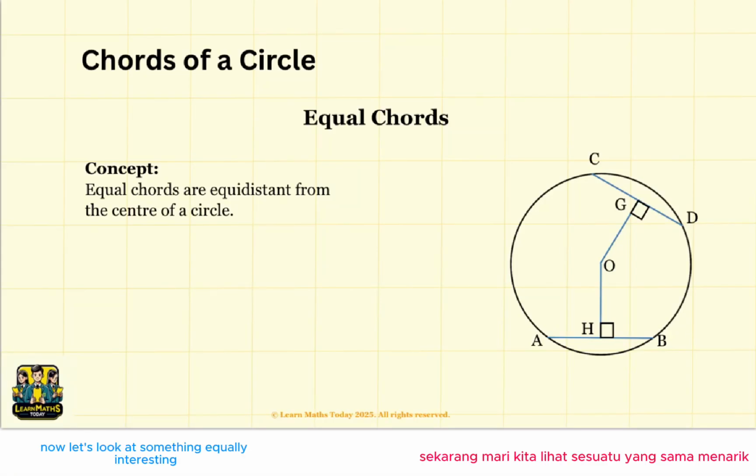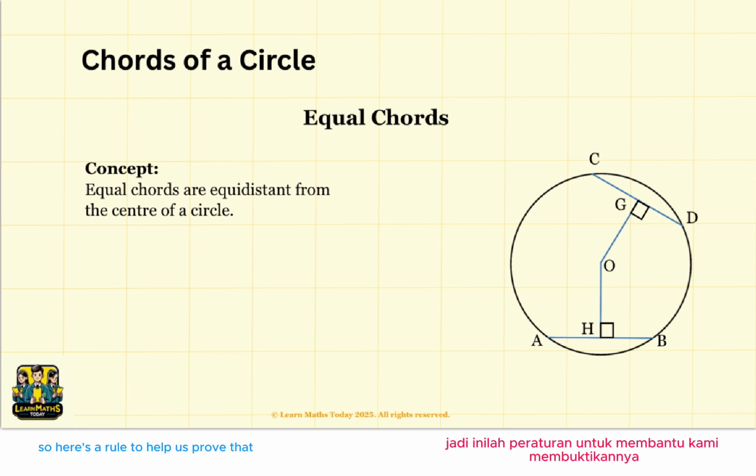Now let's look at something equally interesting. Equal chords in the circle. Look at the diagram on the right. You see two chords, AB and CD. They look about the same length, but how can you tell? So here's a rule to help us prove that.